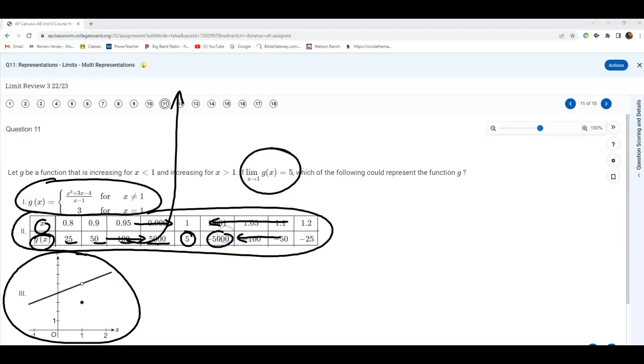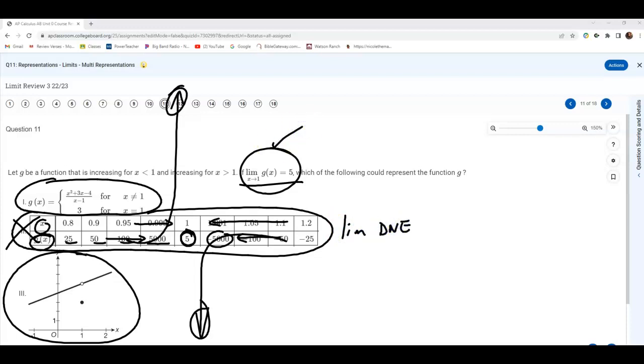On this side, it's approaching negative infinity. So even though the function does exist at 1, the function is 5, since the left and right-handed limits are not meeting up at 5, this cannot be the function g of x, because the table does not give us a function whose limit is 5. The function equals 5, but its limit does not. This limit does not exist. So it can't possibly be this one.